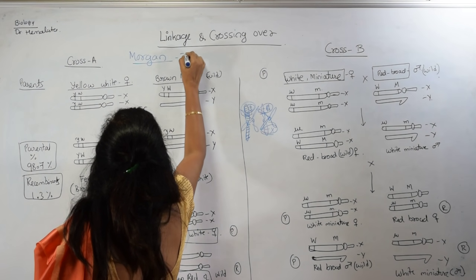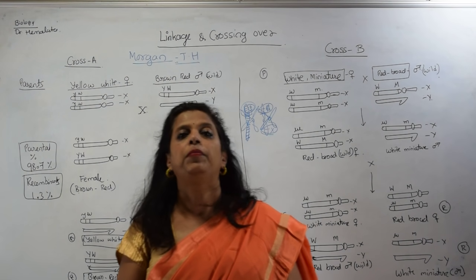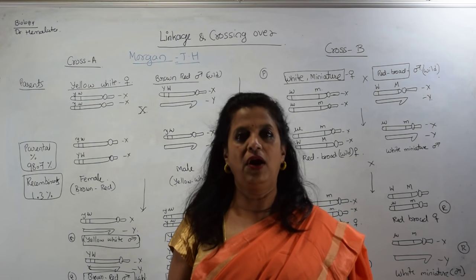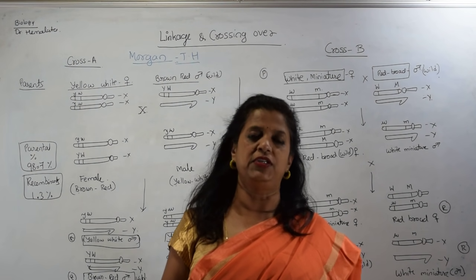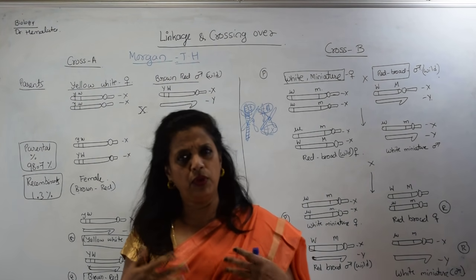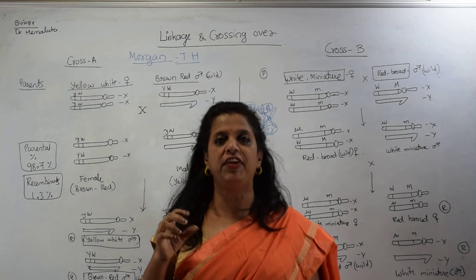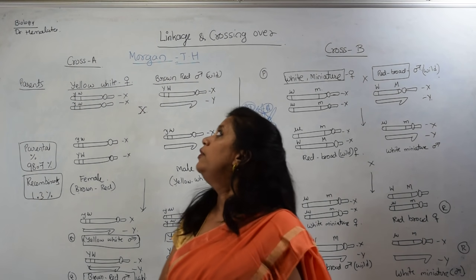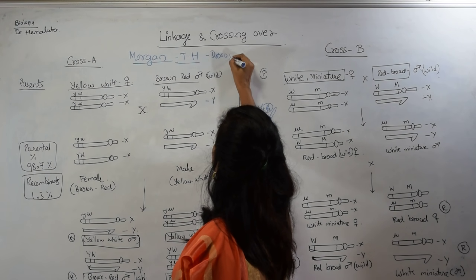T.H. Morgan. We call him the father of practical genetics, the one who discovered new things in genetics. He worked on Drosophila. He is also called the father of the fly because he worked on the organism Drosophila melanogaster.